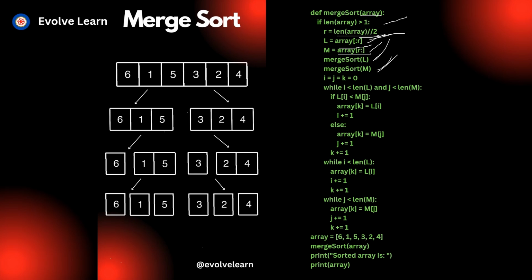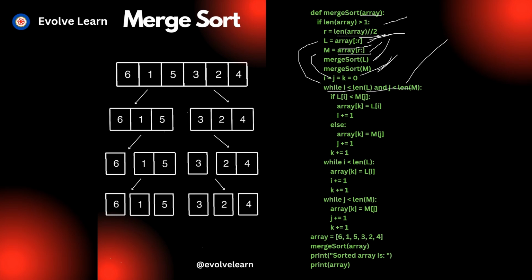In the next line, we initialize I, J and K to 0, and use I as an index to iterate through the subarray L, and we use J as an index to iterate through the subarray M, and K is also used as an index to iterate through the original array, and we use these indexes during sorting and merging of the array. After that, we use the while loop, which is a control flow statement which repeatedly executes a block of code until the condition is satisfied, and its syntax is while followed by a condition.